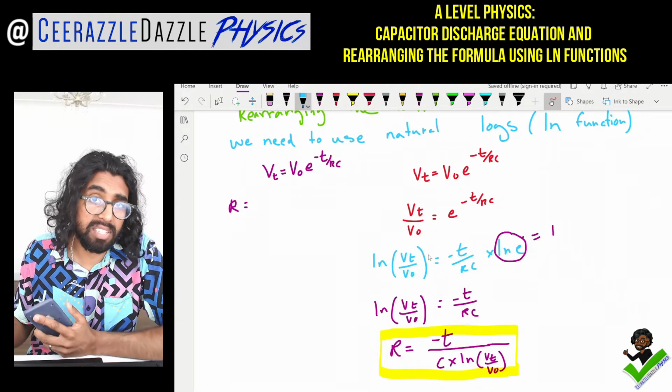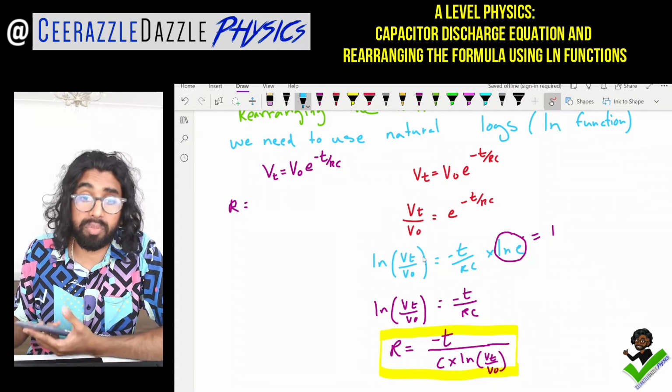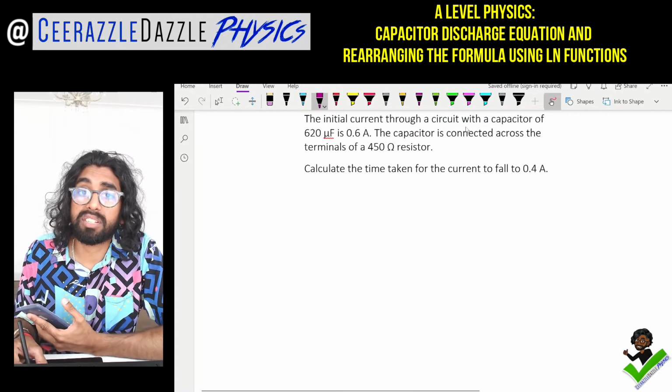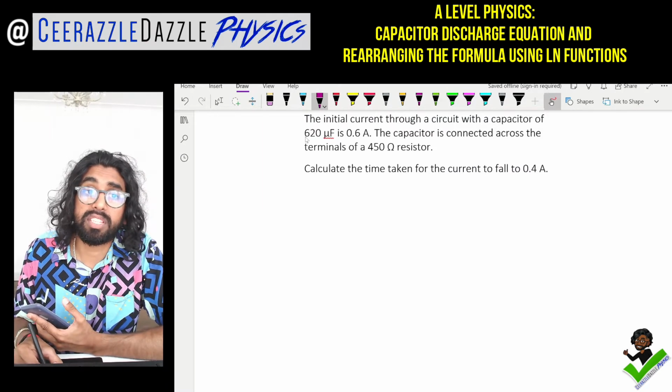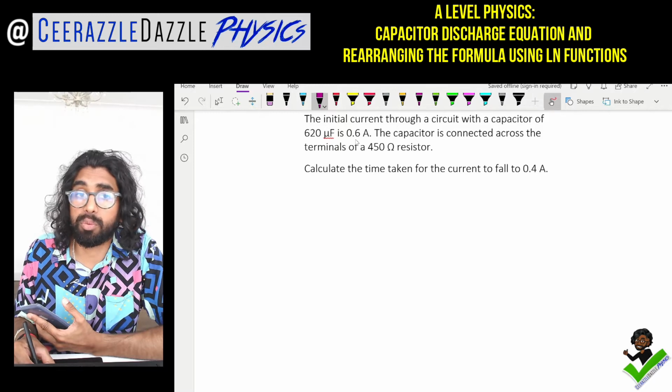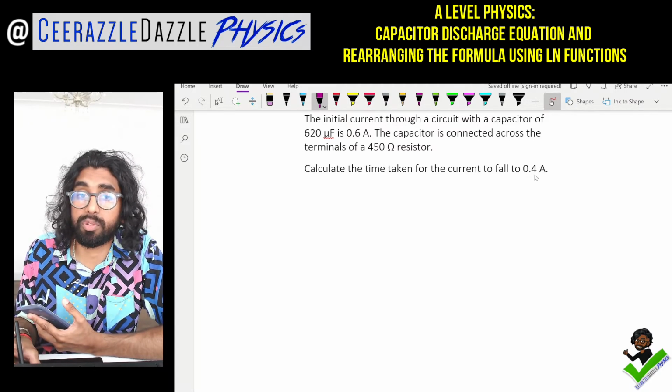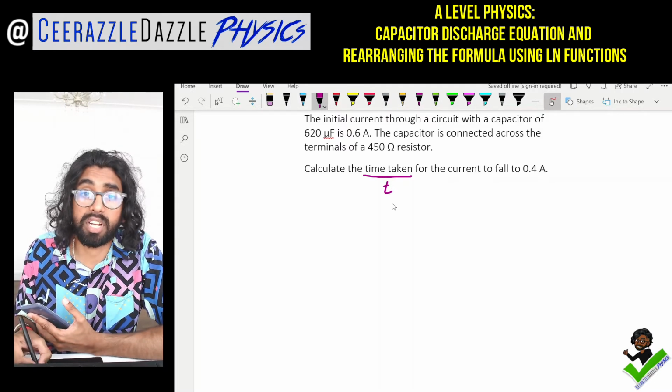Right, so let's test our understanding and see if we've learned a bit with the following problem. The initial current for a capacitor with a capacitance of 620 microfarads is 0.6 amps. The capacitor is connected across the terminals of a 450 ohm resistor. Calculate the time taken for the current to fall to 0.4 amps. So we're searching for the time, everyone.